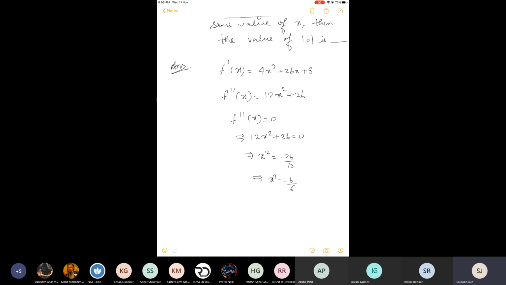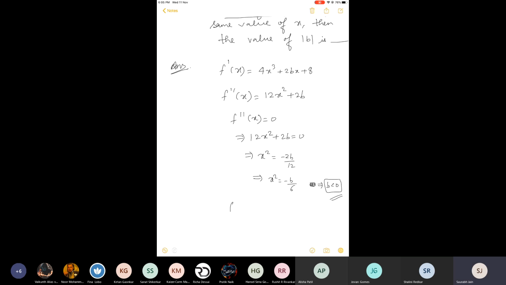So first thing that is clear from here is that b should be a negative number. Why? Because when b will become negative, this minus b upon 6 will become positive, and only then x square will be having a meaning, because we study real valued functions. That is why b should be a negative number.